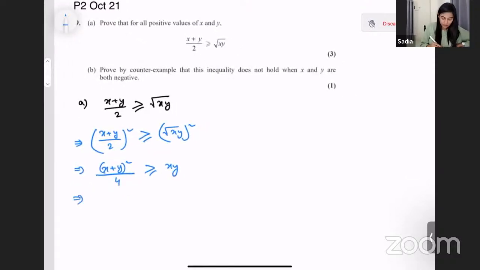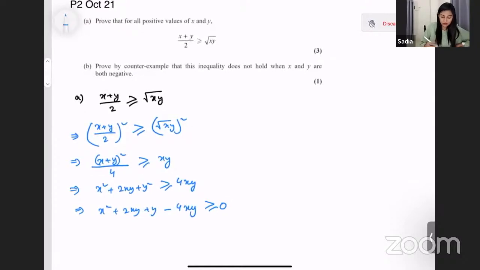Now I will just use this formula, a squared plus 2ab plus b squared. And if I shift this 4, as in you are using cross multiplication, it's actually 4xy at the right side. So x squared plus 2xy plus y squared, then the 4xy at the left side will give us minus 4xy greater than or equal to 0. Simplifying it will give us x squared, 2 minus 4, that's minus 2.